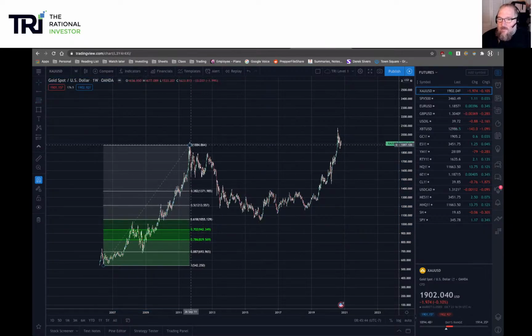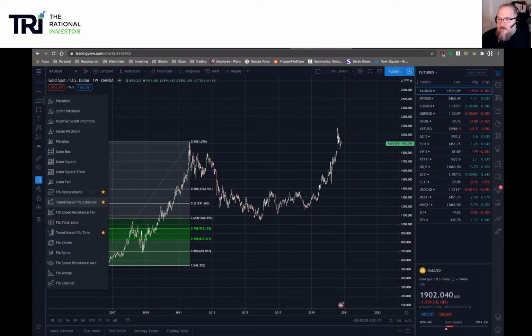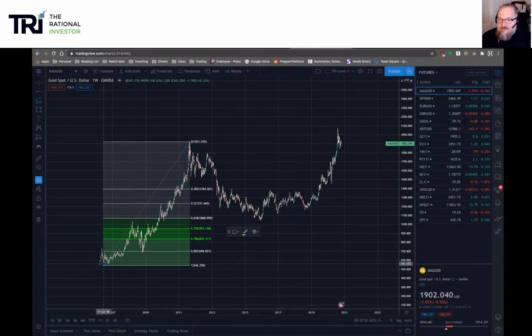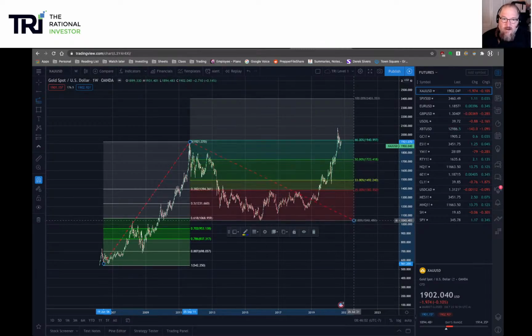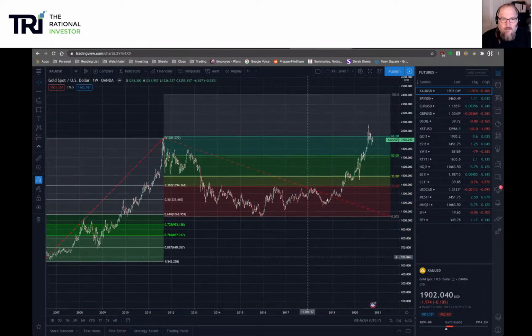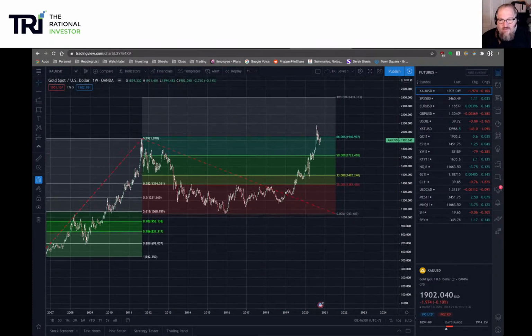Oh, come on, get up there. There we go. And then we're going to look at our trip-based fib extension as a way of identifying where we would take profits on this trade, okay? So this is showing us a full ABCD extension.